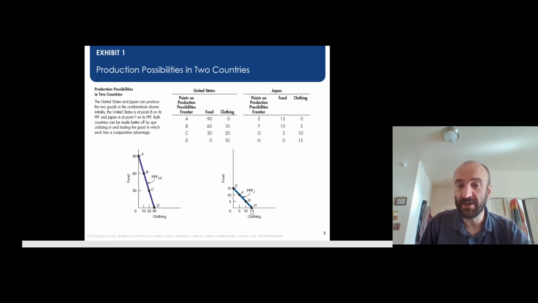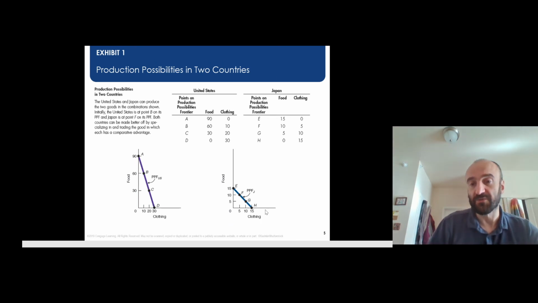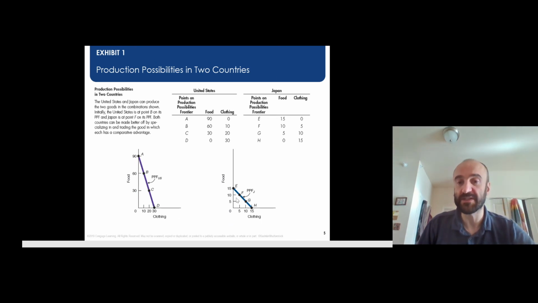So that means that China has a comparative advantage, although America has an absolute advantage in making both food and clothing. China has a comparative advantage in making clothing because it can make a piece of clothing at a lower opportunity cost, by sacrificing less food. It can make 15 units of clothing by sacrificing less food than America.